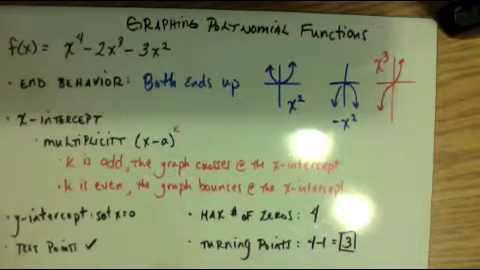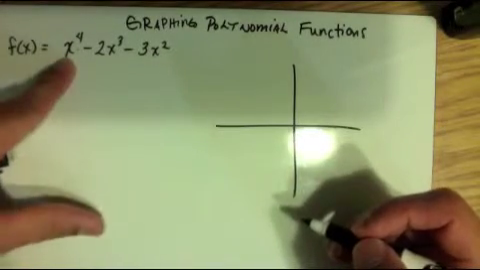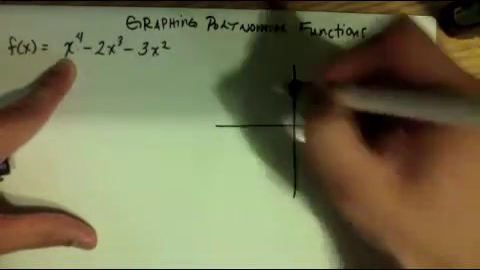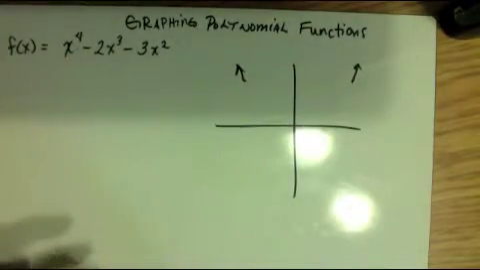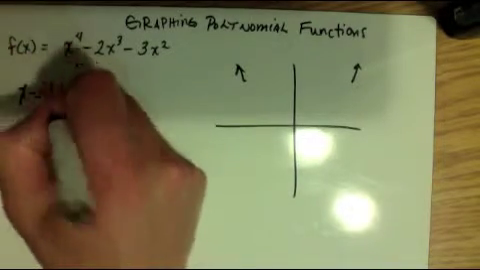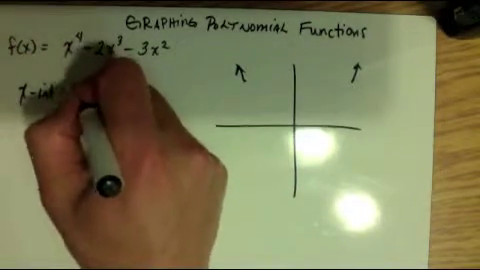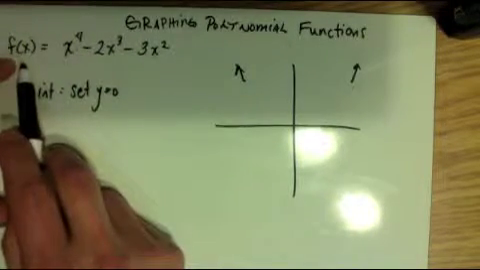So let's go ahead and take a look at what this is going to look like. We know that the end behavior of this graph is even, so both ends are going to go up. So this end on the right and this end on the left, somehow this is going to go up. The next thing we're going to talk about is the x-intercept. So how do we find the x-intercept? Simple, set y equal to 0.